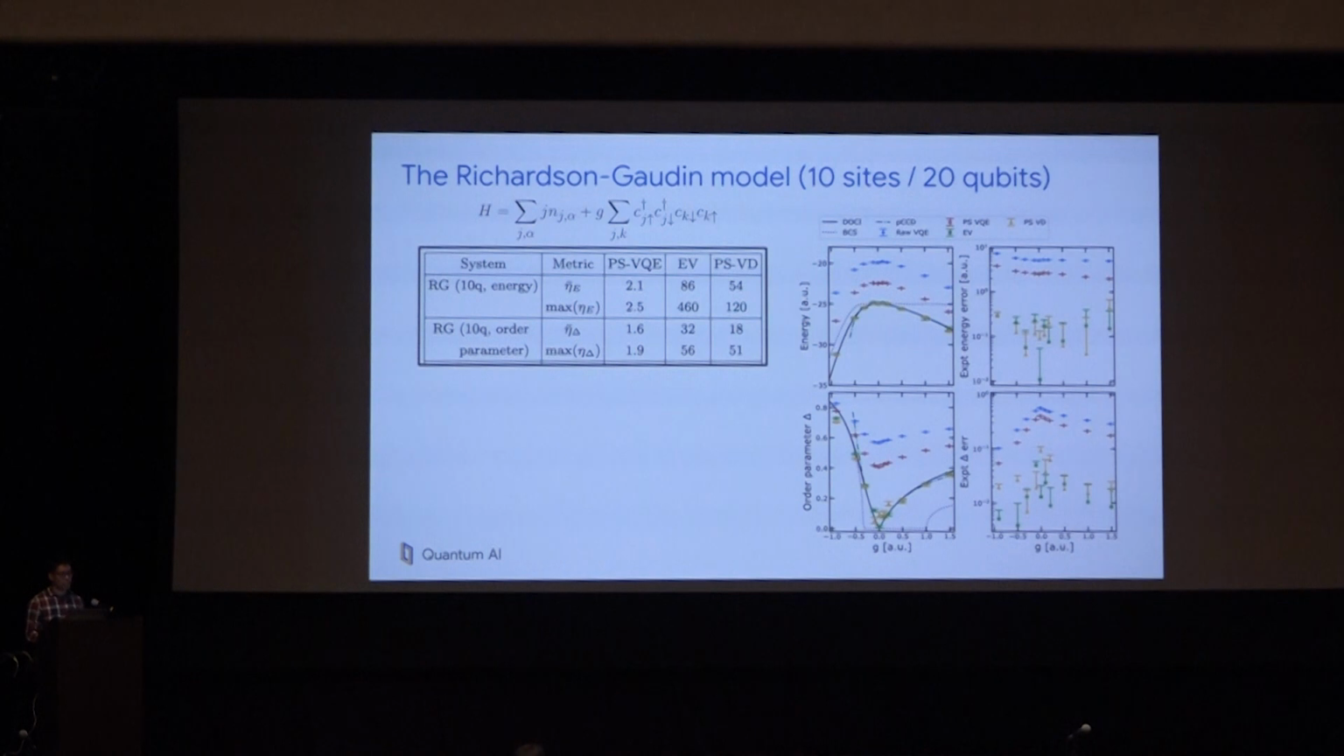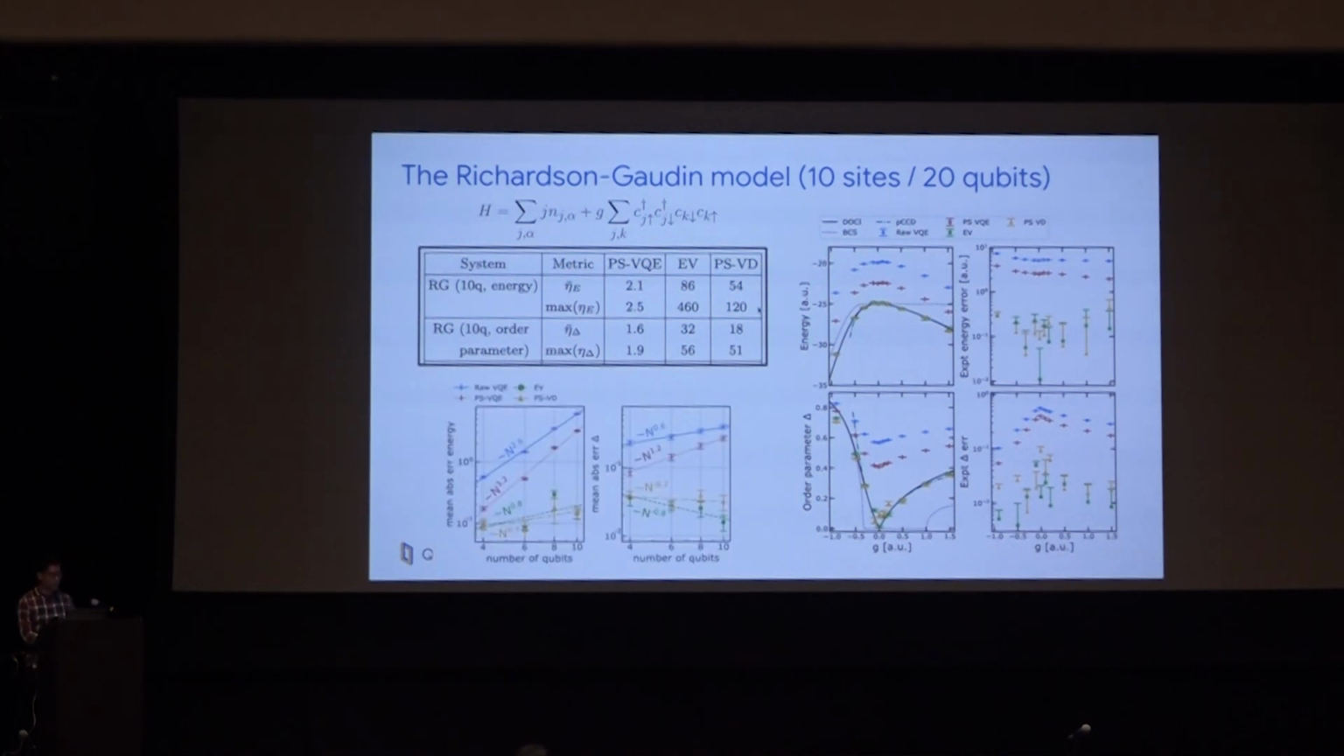Okay, so in the table, this is showing again what we had in the beginning. These metrics are just the average improvement in the energy and the max improvement. So post-selection BQE is a factor 2 better. Echo verification is a factor of 8 to 100 approximately. And same with post-selected virtual distillation.